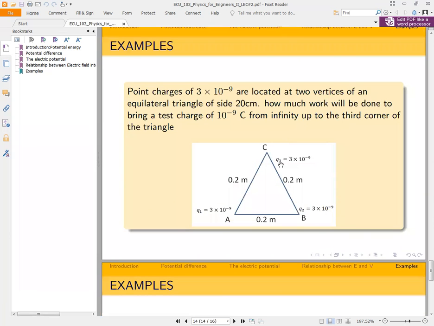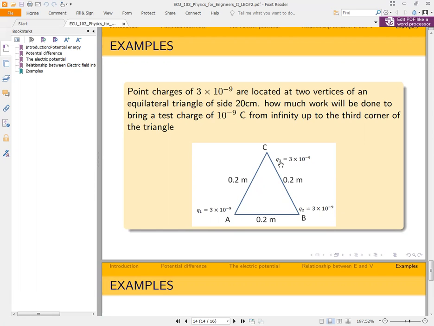Point charges of 3 times 10 power negative 9 coulombs are located at two vertices of an equilateral triangle of side 20 centimeters. How much work will be done to bring a test charge of 10 times 10 power negative 9 coulombs from infinity up to the third corner of the triangle?